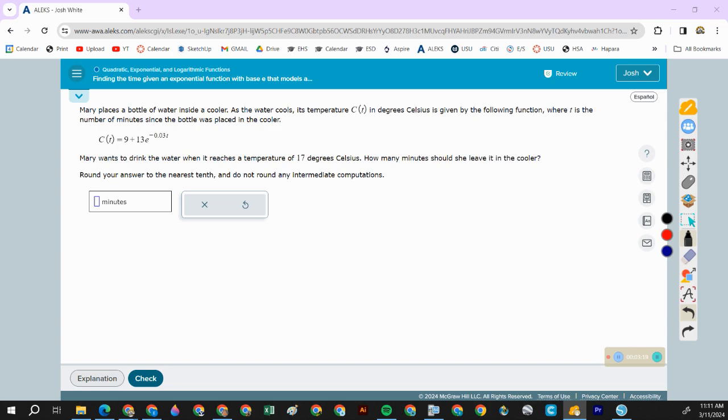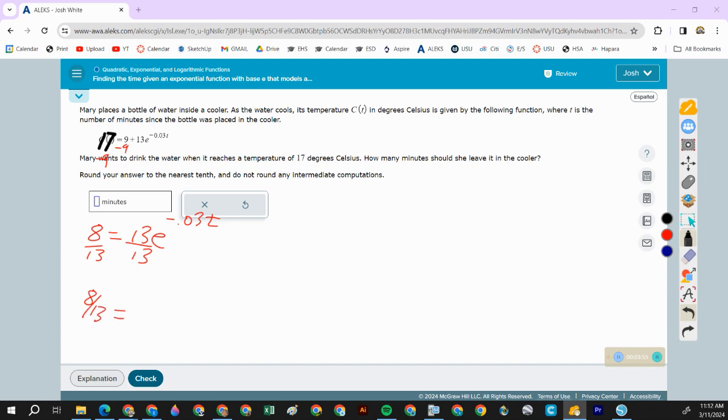So, when this is 17, I need to solve for t. And we can't use logs until we get the e by itself. So I need to subtract 9. And we have 8 equals 13e to the negative 0.03t. Can I ln at this stage? Or I guess I could, but should I ln at this stage? No, I need to get rid of the 13. So we divide by 13.